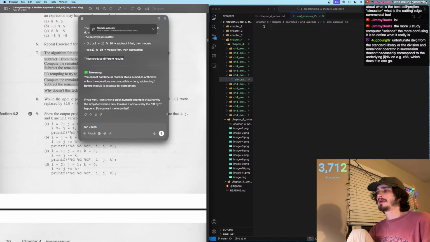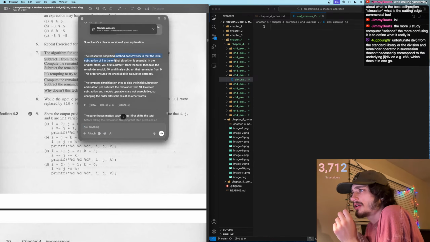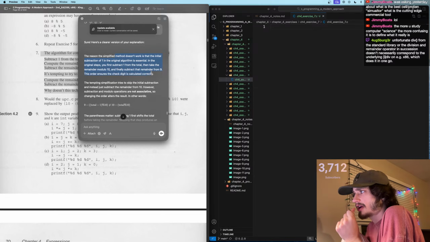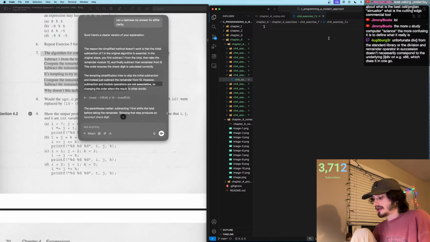Can you rephrase my answer for a little clarity? The reason the simplified method doesn't work is that the initial subtraction of 1 in the original algorithm is essential. In the original steps, you first subtract 1 from the total, then take the remainder modulo 10, and finally subtract the remainder from 9. This order ensures the check digit is correctly calculated. It's tempting to simplify by skipping the initial subtraction and just subtracting the remainder from 10. However, subtraction and modulo operators are not associative, so changing the order alters the results. That's what I was saying.